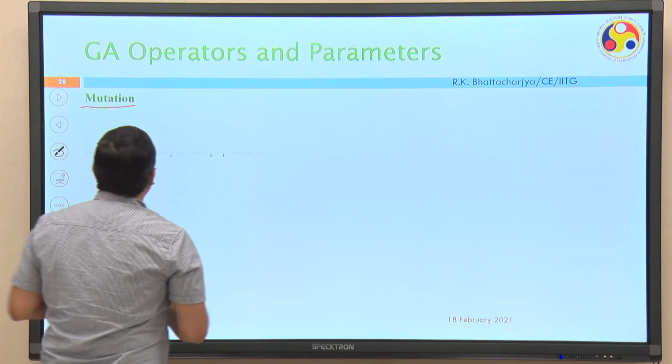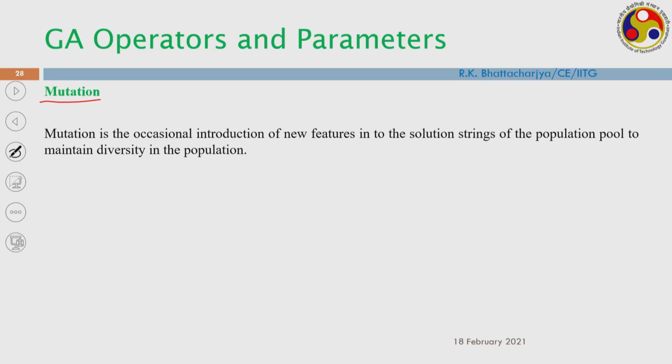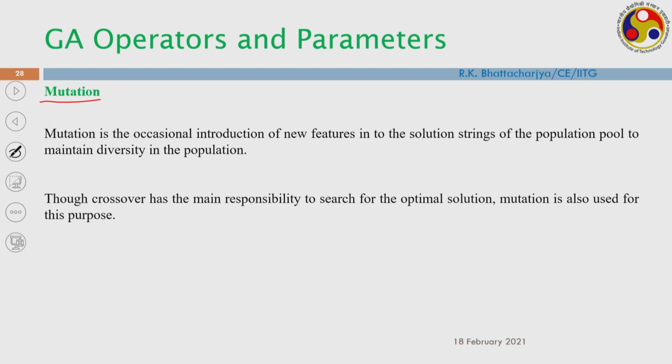How is mutation doing that? Let me check. So, what is mutation first? Mutation is the occasional introduction of new features in the solution string of the population pool to maintain diversity in the population. So, what you want to do is create diversity, that means you want to maintain diversity in the population. So, we are using mutation. Though crossover has the main responsibility to search for the optimal solution, mutation is also used for this purpose.